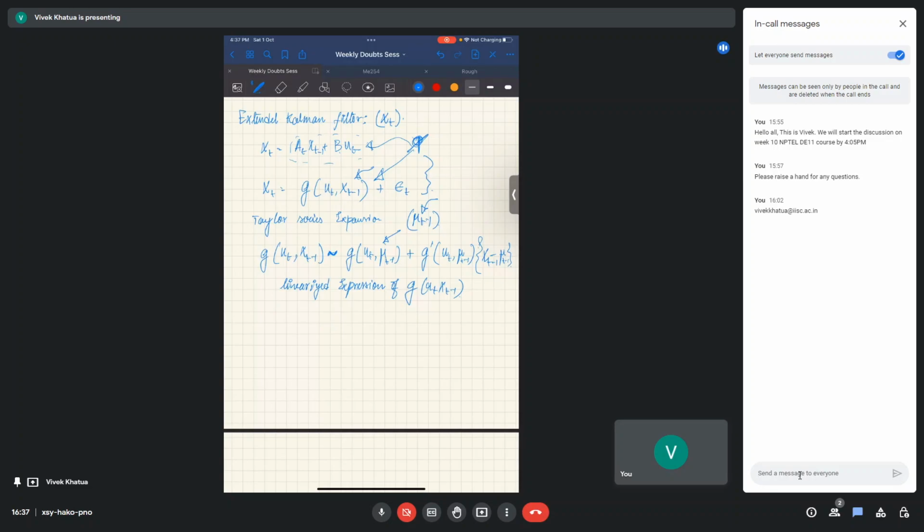Now coming to the measurement model, that will also be some function h of xt plus delta t.